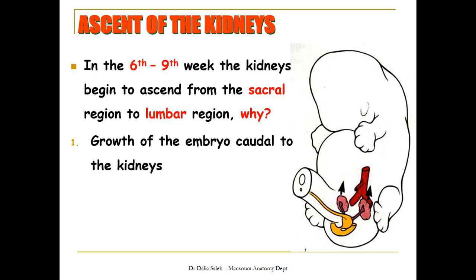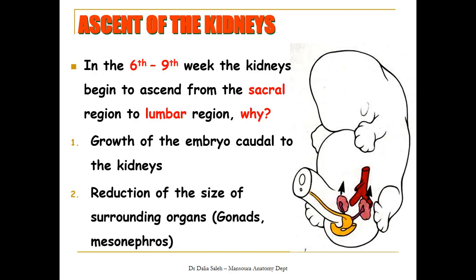And if you think why this happens, it is because of many things. Because of the growth of the embryo caudal to the kidneys, there will be a relative ascent of the kidney. Also, there will be a reduction in the size of the surrounding organs like the gonads. They are first big and then shrink or get smaller. And also the mesonephros will degenerate, so there will be room for the kidney to ascend upwards.